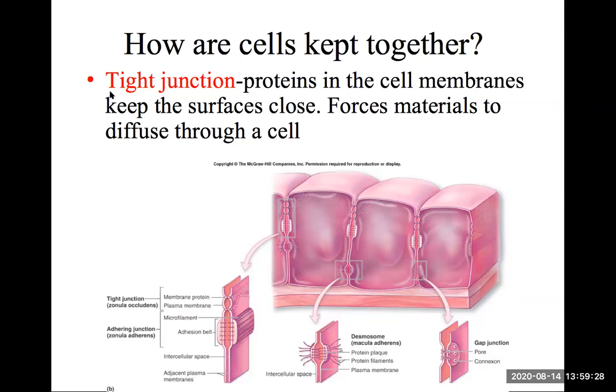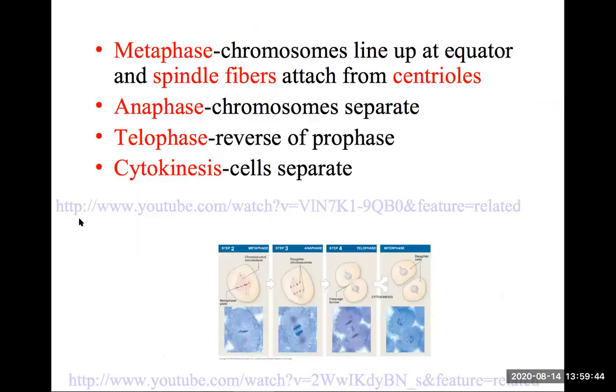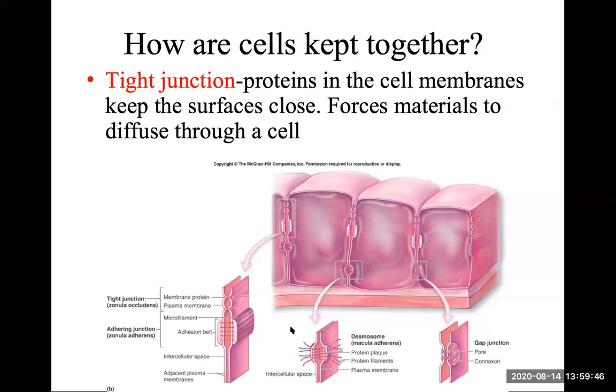Well, the first way to do that is to form what's called a tight junction. And that is formed between proteins that are found in the plasmalemma or cell membrane. And they really hold the surfaces close together. If you look closely here, a tight junction, you're going to see right here. So notice these little dots. Each one of these is a protein, and it bonds to a protein in the cell next to it.